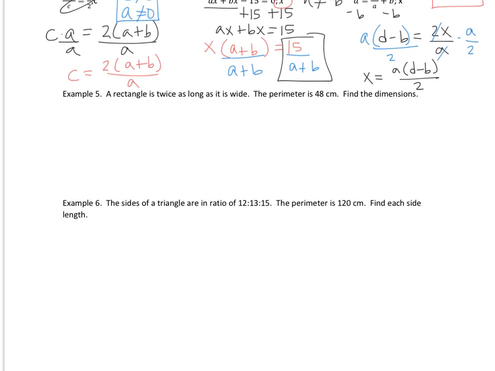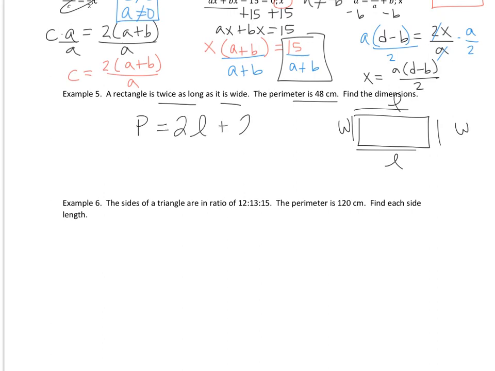And then 5 and 6 are examples of solving equations in word problems. So a rectangle is twice as long as it is wide. The perimeter is 48. So if you have a rectangle, the perimeter is adding up all the sides. The width plus the width plus the length plus the length. So the perimeter is 2 times the length plus twice the width.